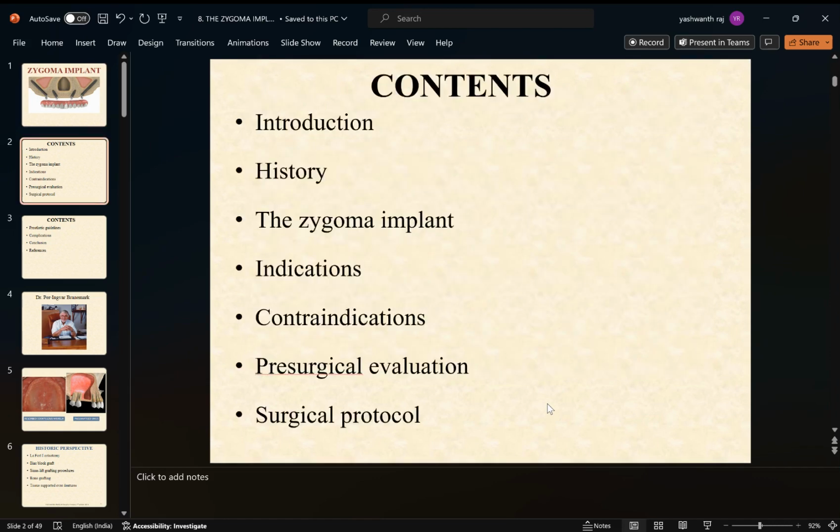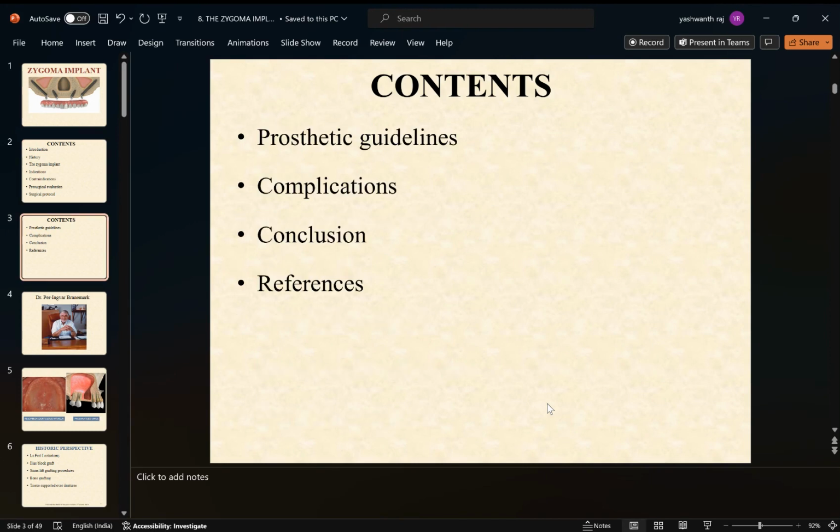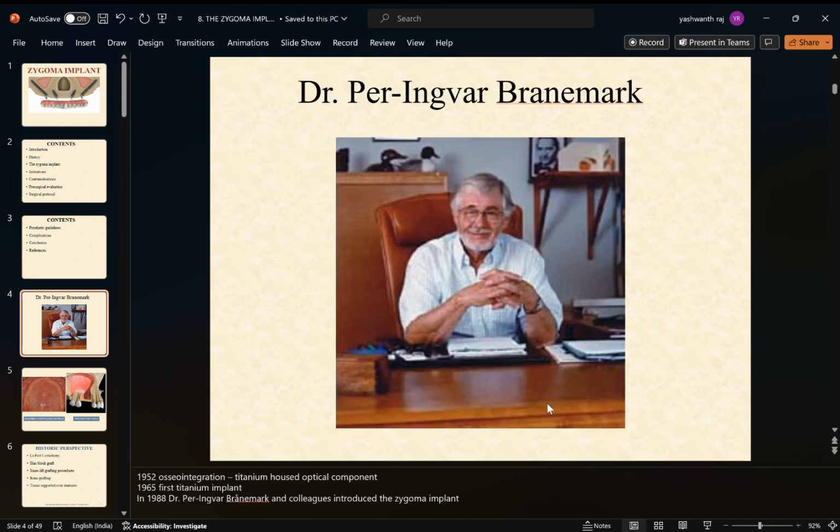The contents of my presentation include introduction, history, zygoma implant, indications, contraindications, pre-surgical evaluation, surgical protocol, prosthetic guidelines, complications, conclusion, and references.